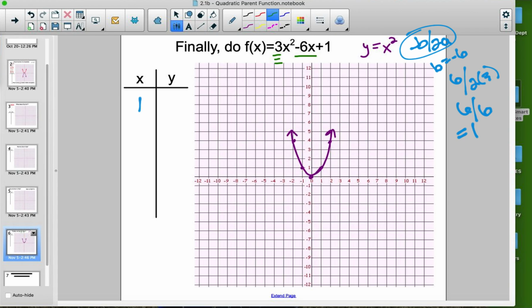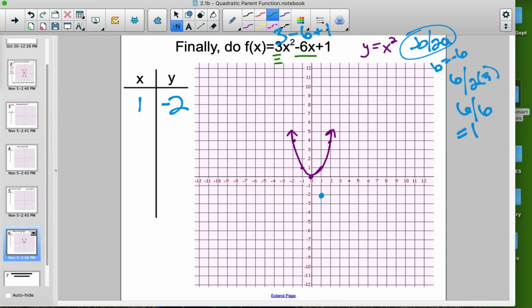And then to find the y-coordinate, I simply just plug it in. So when I plug it in, I'm going to get 3 times 1 squared, which is still 3, minus 6 times 1, which is 6, plus 1. So 3 minus 6 is negative 3, plus 1 is going to be negative 2, right? So (1, negative 2) is the vertex of the graph.